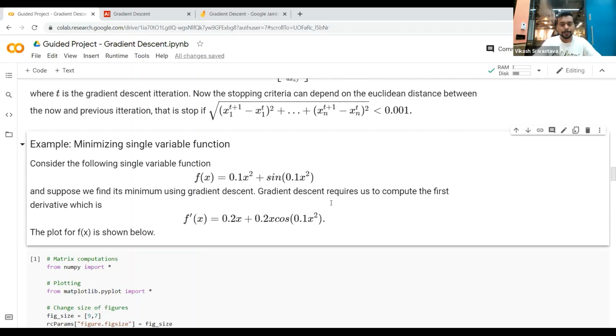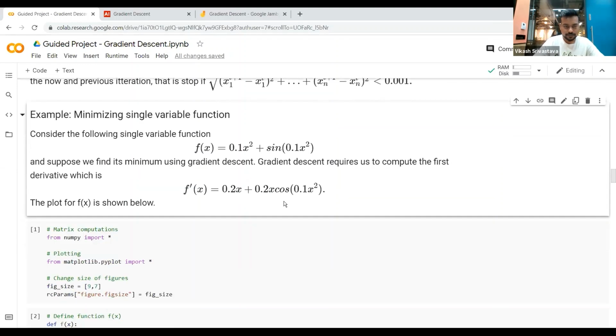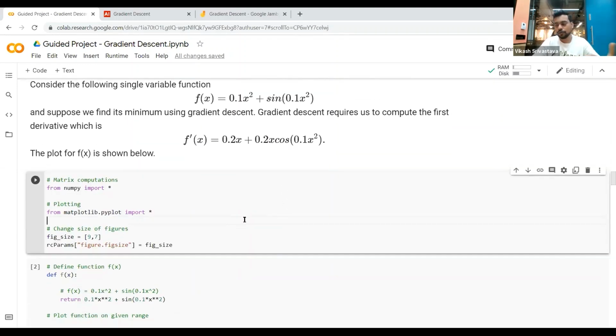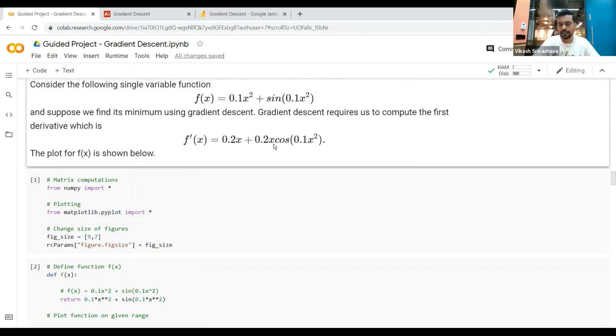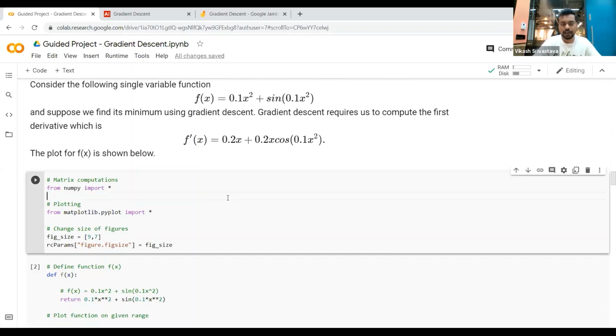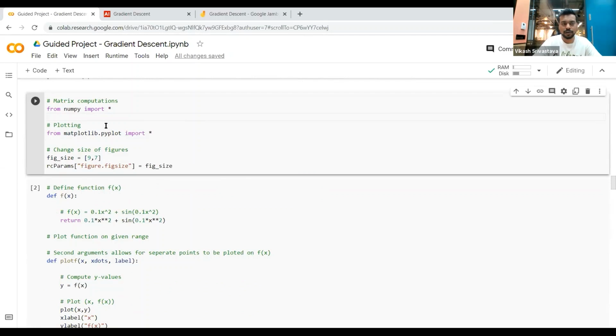Now, because we want to implement the gradient descent approach, we need to know the gradient. So we need to know the general form in terms of x here, and let's see how we can do this. Here I'm importing everything from numpy, and also everything from matplotlib.pyplot. So let's just run this.